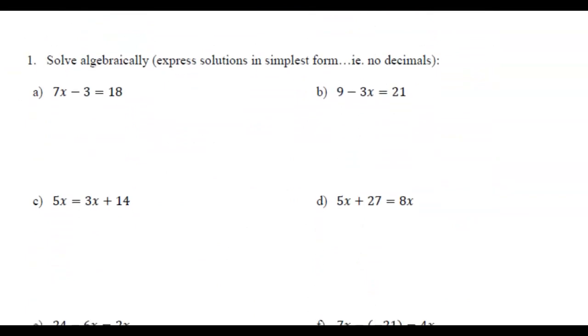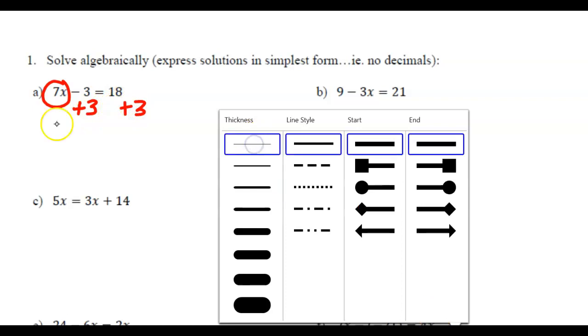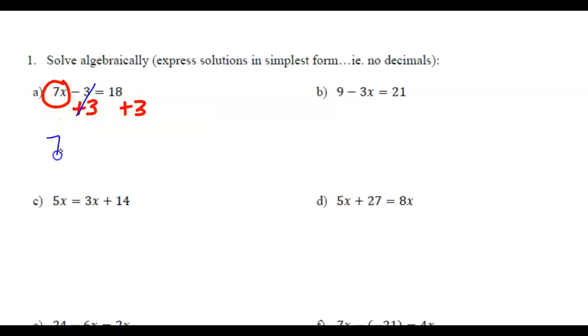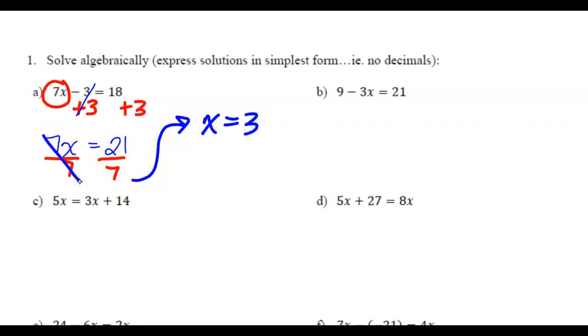So here I like to circle the term with x in it, especially if there's just one term. And then I know I have to get rid of the minus 3 by adding 3, do the opposite. So then those go to 0. So then 7x equals 21. Then I divide by 7. Opposite of multiplying by 7 is dividing by 7. And so then x equals 21 divided by 7 is 3, right? Because those are divided out.